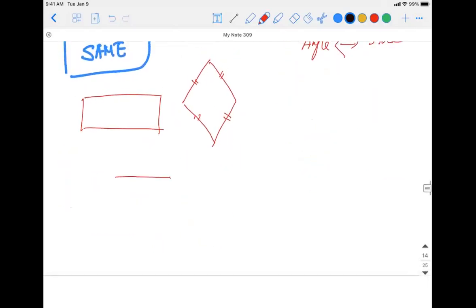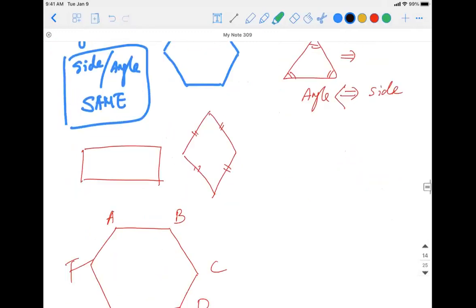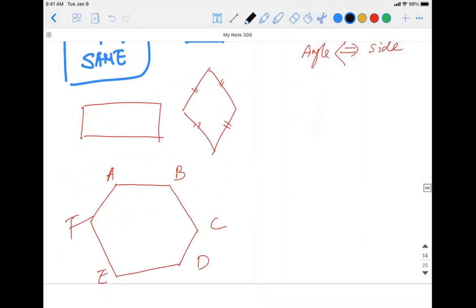So I'm just going to write it out. A, B, C, D, E, F. You have all the angles the same, however the sides are not the same. AB is 1, BC is r, CD is 1, DE is r, EF is 1, FA is r. So this is 1, r, 1, r, 1, r. But all the angles are the same.